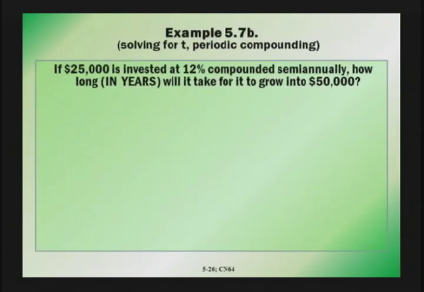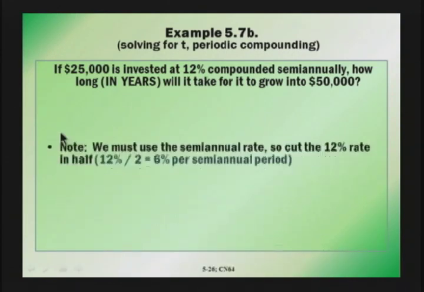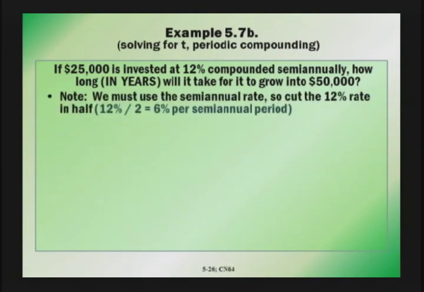Now, if there's compounding within the year, in this case, in part B of the example, we allow for semi-annual compounding for our 25,000 to grow into 50,000. If our 12% rate is compounded more frequently, you'll see that the amount will double even faster. Now, to reflect that semi-annual compounding, I've got to use my semi-annual interest rate.